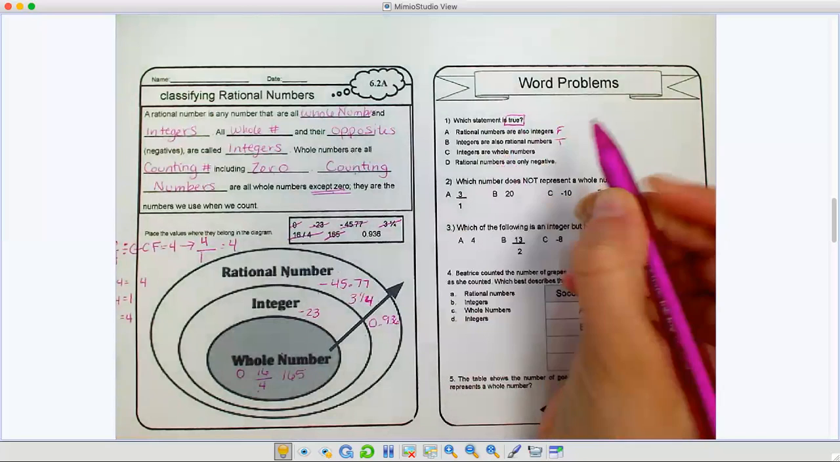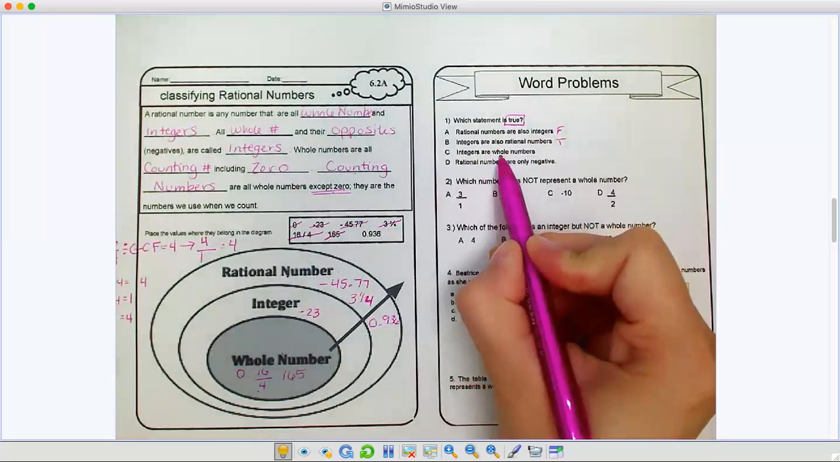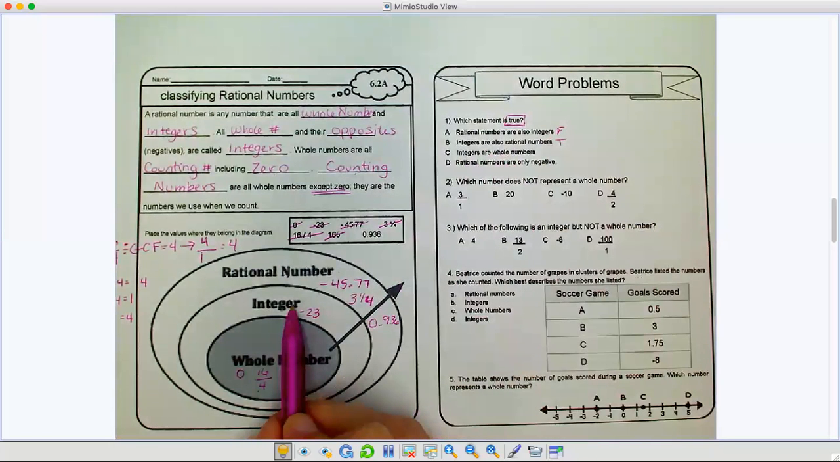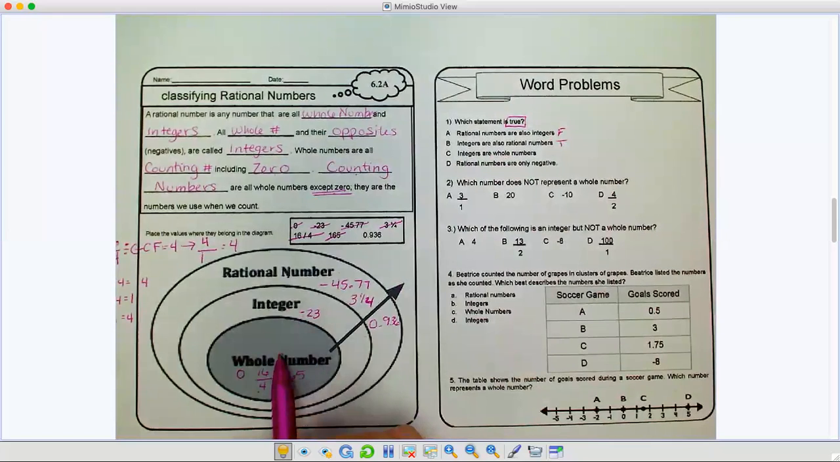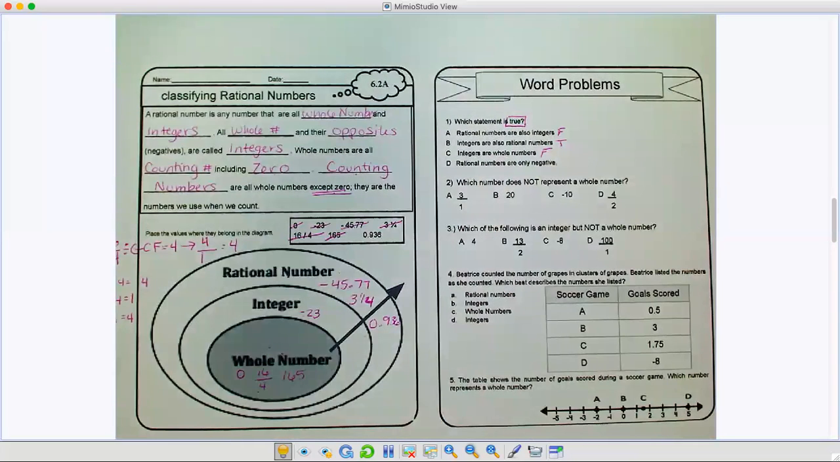So letter C says integers are whole numbers. So again, I'll start with integers, and I'm going to move towards a whole number. Do you see how I moved down to a smaller circle? I'm not allowed to move down. Remember, our arrow points out. So I can't move down the circle, so this statement is false.